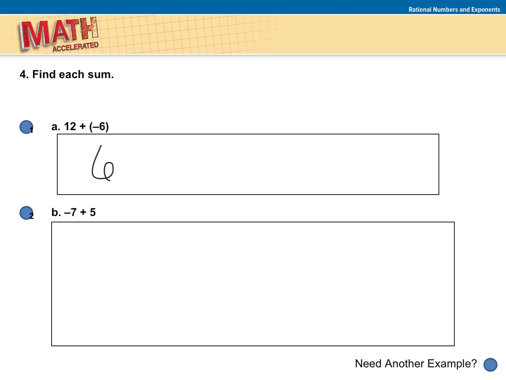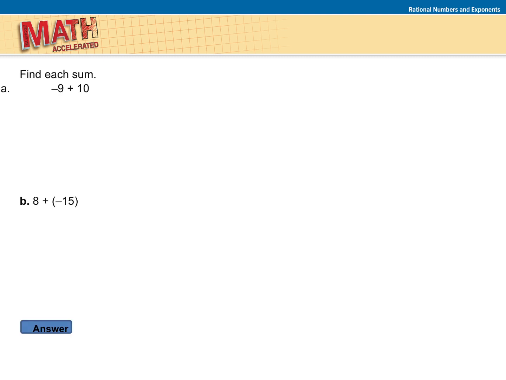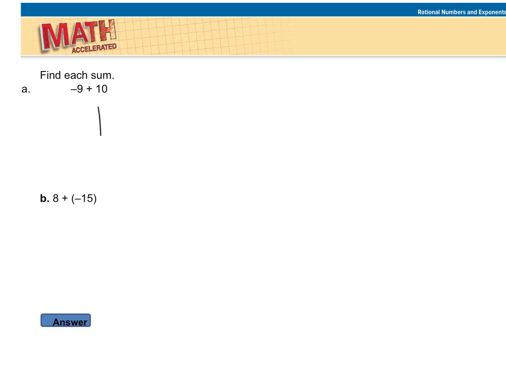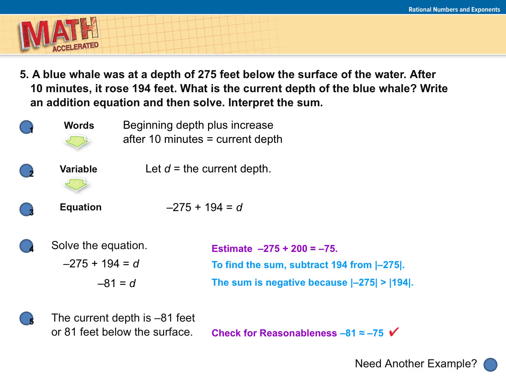Good. Negative 7 plus 5. Negative 2. Our bigger number is negative, so our answer is negative. Good. Negative 9 plus 10. It's 1. Our bigger number is positive, so our answer is positive. Good. 8 plus negative 15. Negative 7. Why did you know it was negative? Because the bigger number is negative. Does anybody have any questions over adding different signs? We're good? All right. Moving on to word problems.